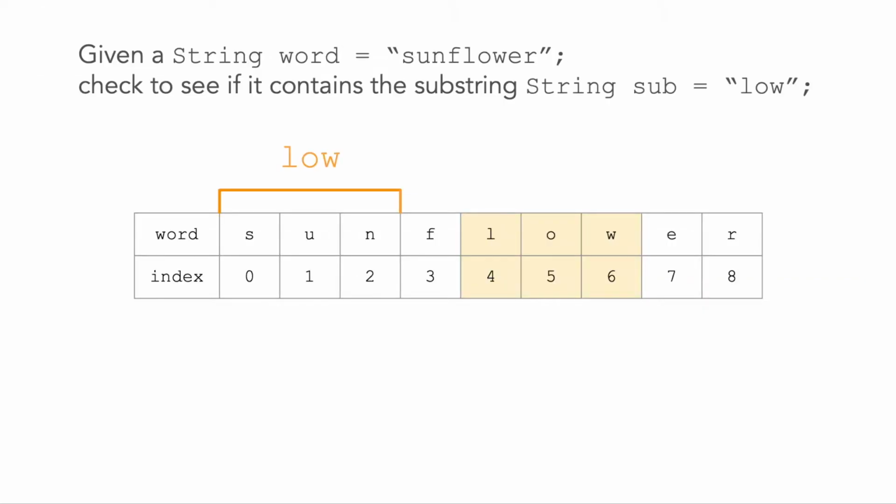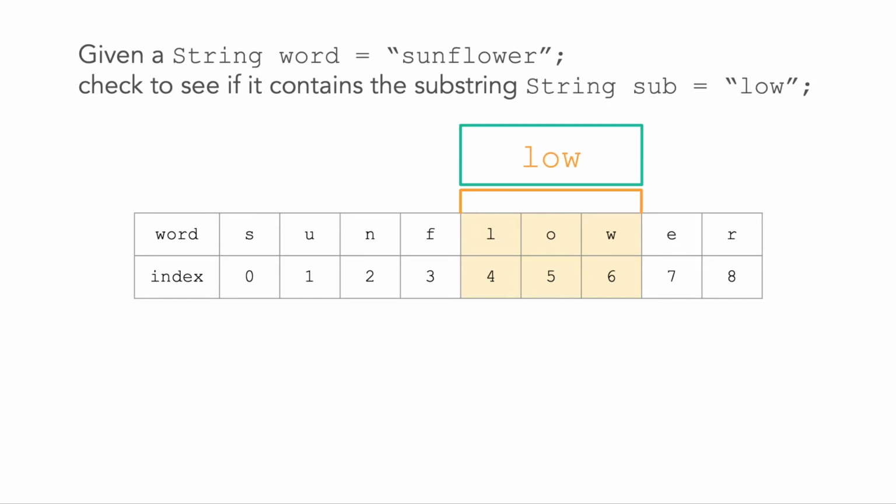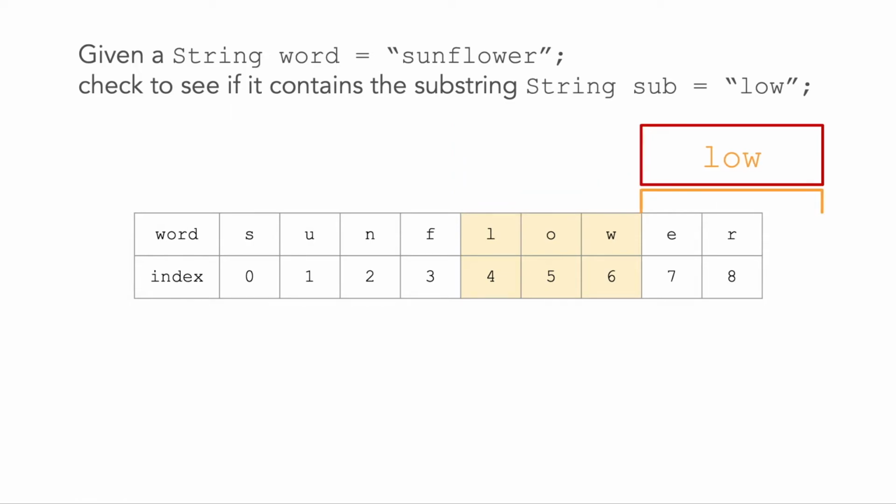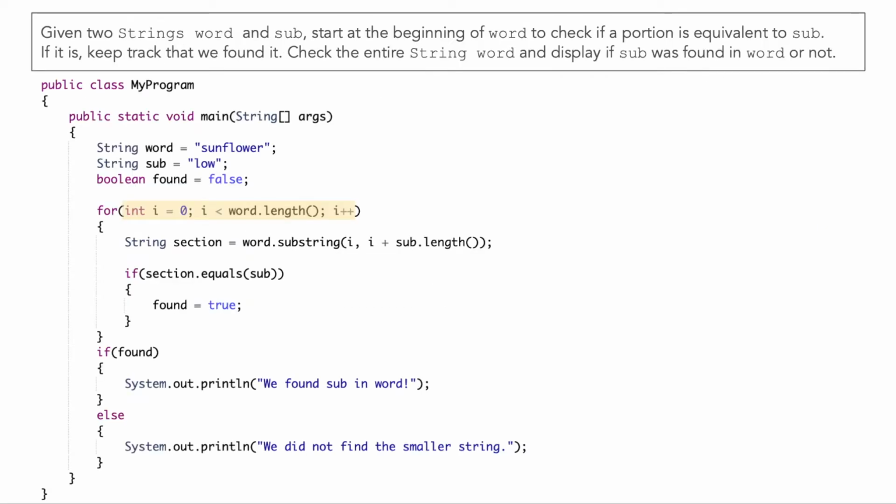Let's go through each section to see if the substring low is in word. Yay, we found it, but we're going to keep checking the rest of word. Oops, our section goes beyond our parameters in our for loop header. What might we do to fix it? Let's look at the boundaries in our header. Right now, it stops at word.length, but we actually want to stop a little bit earlier. How much earlier? What about the length of our substring sub? Now if I run my code, no errors will appear.